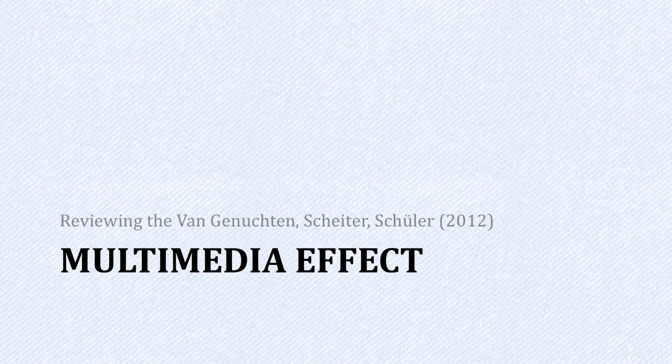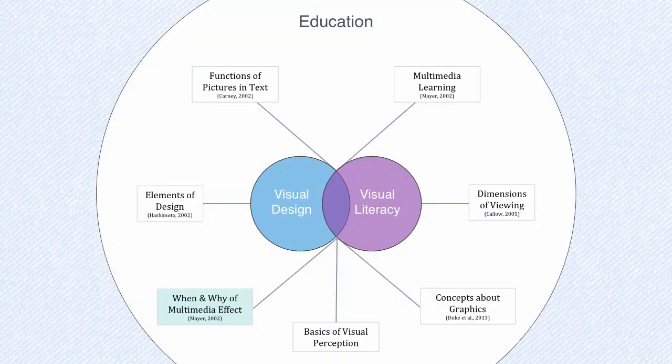Let's move on to a brief recap of the Van Genuchten, Scheiter, and Schüler article from 2012 and their emphasis on the multimedia effect. So if we come back to our course Venn diagram, I'm adding a new bubble here related to the when and why of the multimedia effect.